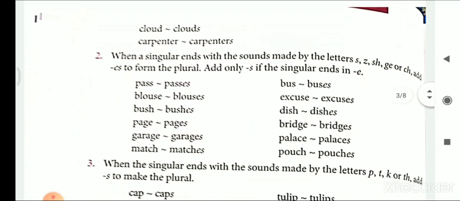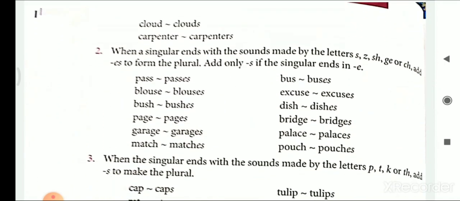Let's see the second rule. When the singular ends with a sound made by the letter s, z, sh, ge or ch, we add es to form the plural. Add only s if the singular ends with e. So when the singular ends with e, we add only s. But if the singular ends with s, z, sh, ge or ch, we always add es in order to make it plural.